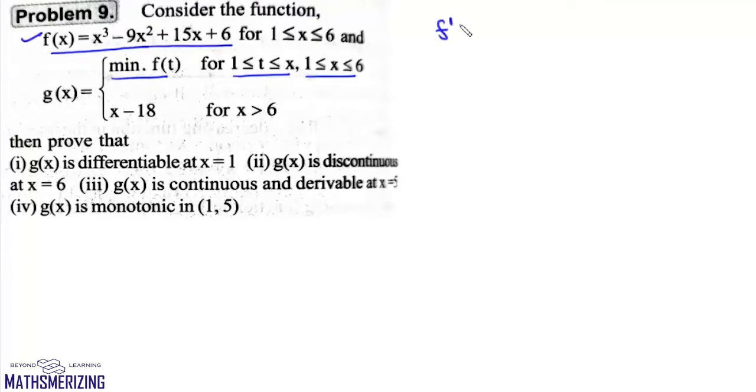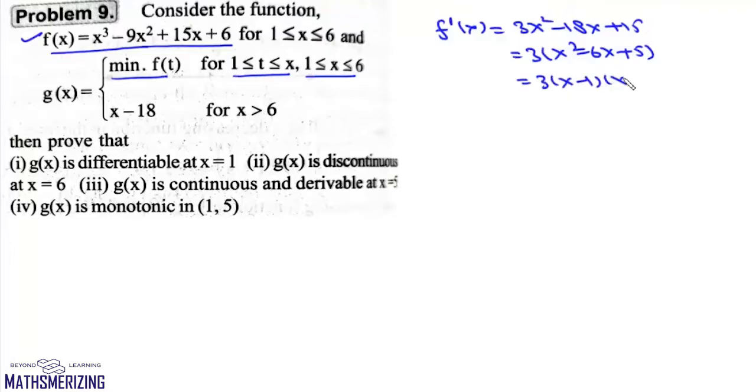Now f dash x will be 3x squared minus 18x plus 15. So if we take 3 common, we can write x squared minus 6x plus 5. So it will be 3 times (x minus 1)(x minus 5). So critical points are 1 and 5.